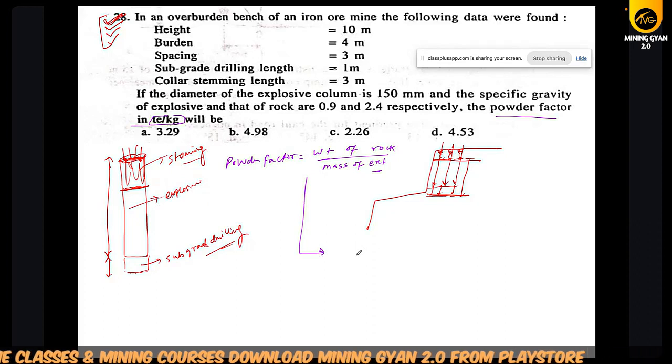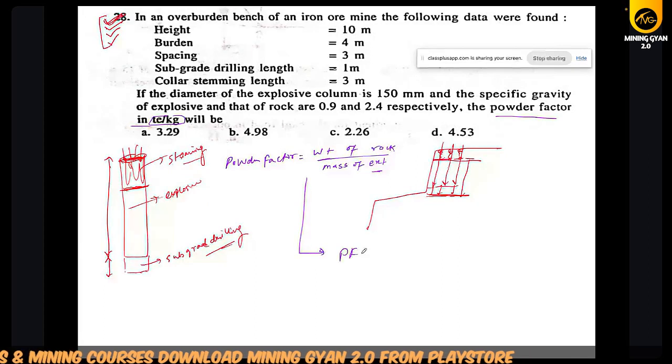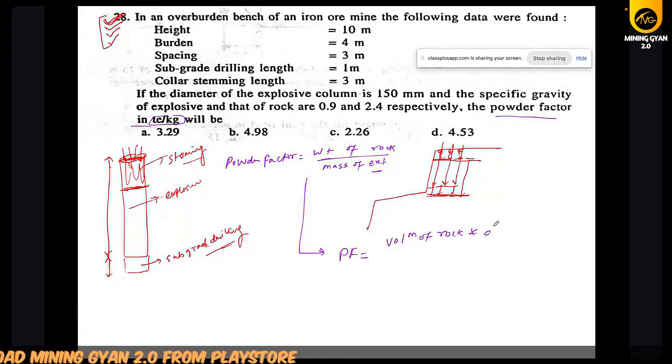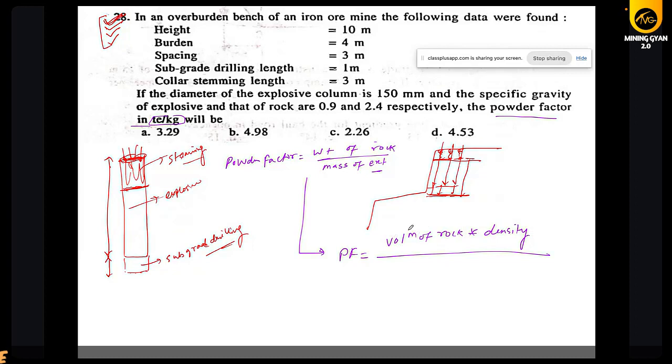So powder factor equals weight of the rock divided by weight of explosive, where the weight of the rock is volume of the rock multiplied by the density. Whenever you want to find the weight of the rock, you multiply volume with the density. And what is the mass of explosive?